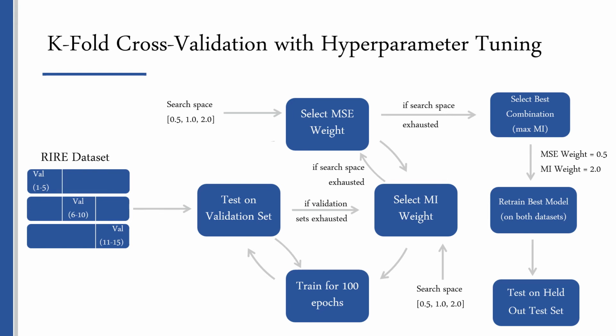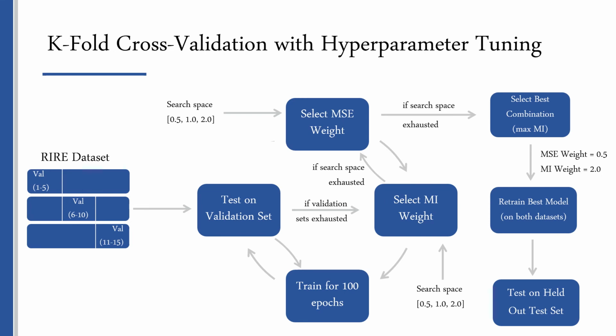We then set the search spaces for the weights. The process first starts with selecting the first weight for mean-squared error. Then we select the first weight for mutual information. We then train the registration network for 100 epochs and test on the first validation set. Next, we train a new registration network for another 100 epochs and test on the second validation set. This is repeated for the third validation set as well, to complete the three folds of cross-validation.